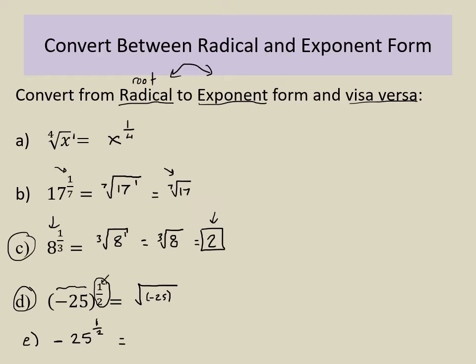The top part is 1, so that's the power here. The bottom part is 2, so that's the index right there. Now we don't have to write the index 2, correct? This is just the square root, and we also don't have to write anything to the power of 1. So that is simply the square root of negative 25. So take a look at what we have here. Something to the power of 1/2 is equivalent to the square root that we're all familiar with. Yes? So now the whole negative 25 is going to be in the square root.